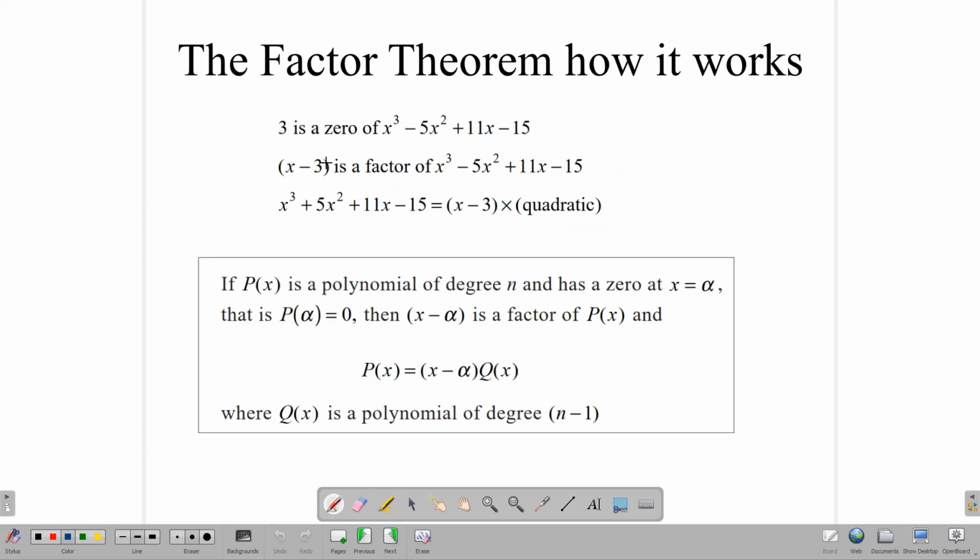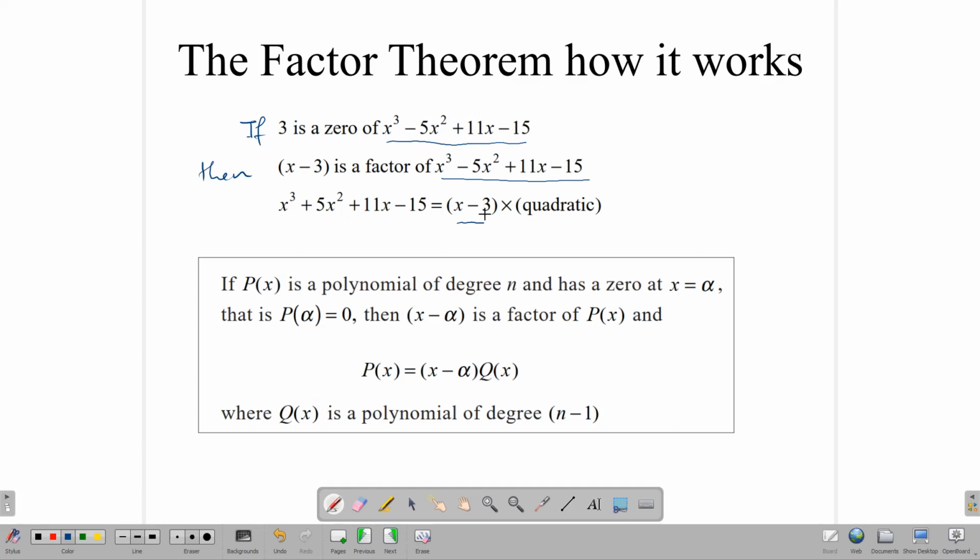So how does the factor theorem work? If 3 is a zero of x cubed minus 5x squared plus 11x minus 15, so this is our polynomial of degree n, if 3 is a root, and it is, then x minus 3 is a factor of this. And if that is true, then we can write our polynomial x cubed minus 5x squared plus 11x minus 15 as our factor times the quadratic that we get when we divide this cubic by x minus 3.